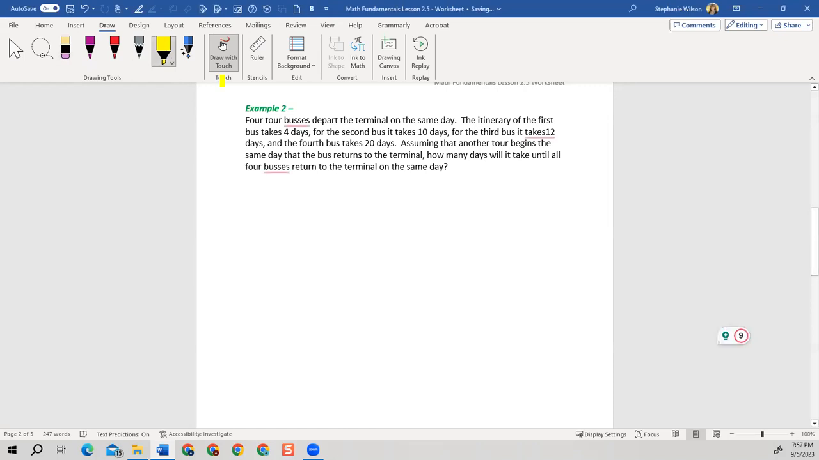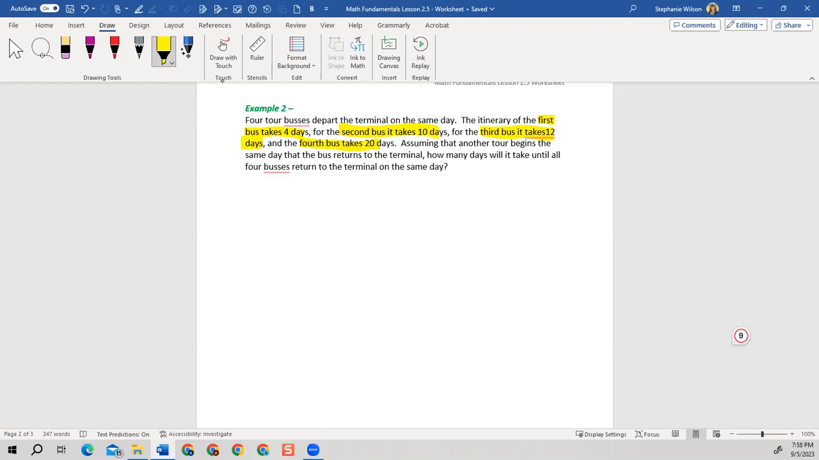It says the first bus takes 4 days. The second bus takes 10 days. The third bus takes 12 days. And the fourth bus takes 20 days. Now, assuming that another tour begins the same day that the bus returns to the terminal, how many days will it take until all four buses return to the terminal on the same day?